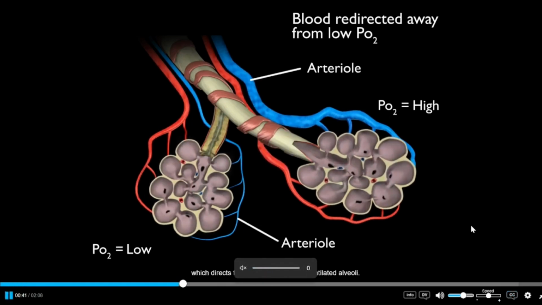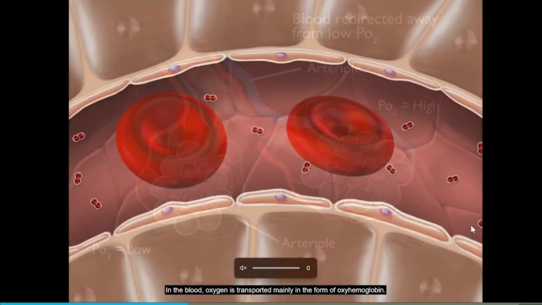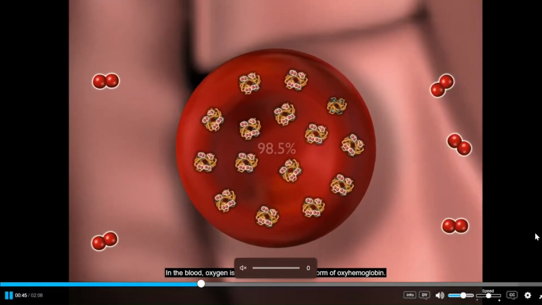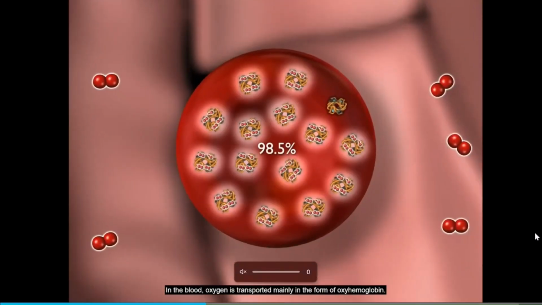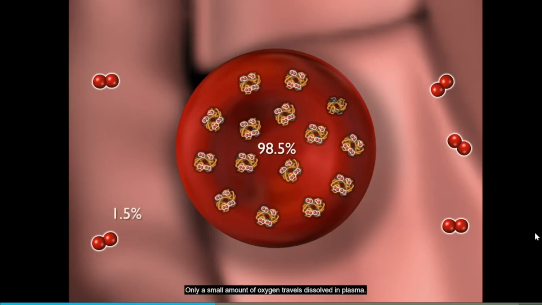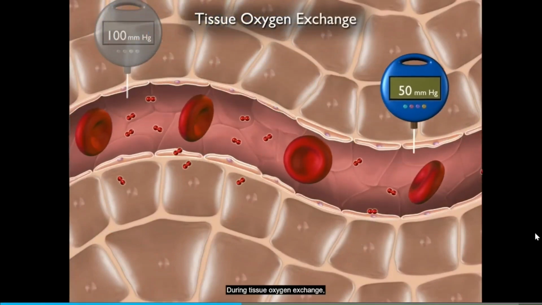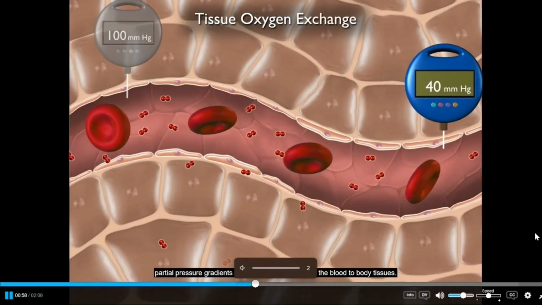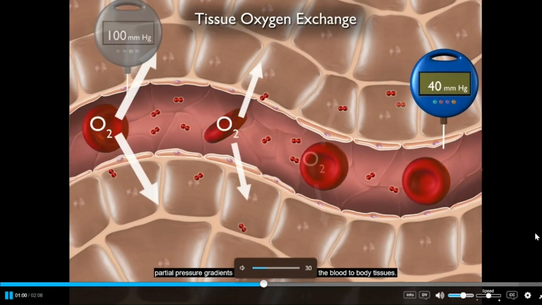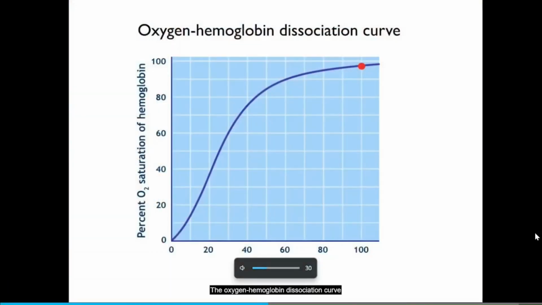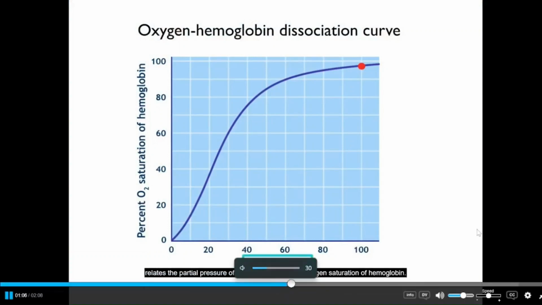mainly to well-ventilated alveoli. In the blood, oxygen is transported mainly in the form of oxyhemoglobin. Only a small amount of oxygen travels dissolved in plasma. During tissue oxygen exchange, partial pressure gradients allow oxygen to move from the blood to body tissues. The oxygen-hemoglobin dissociation curve relates the partial pressure of oxygen to the percent oxygen saturation.